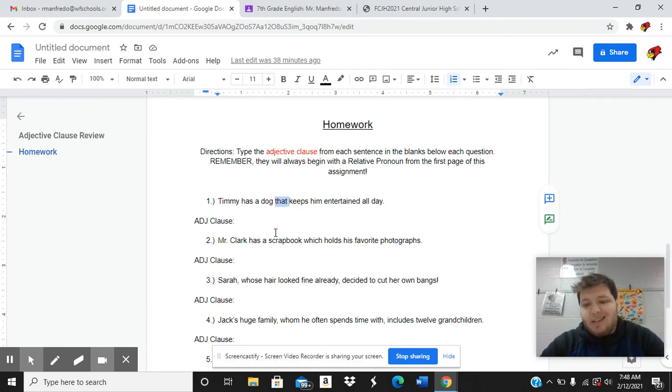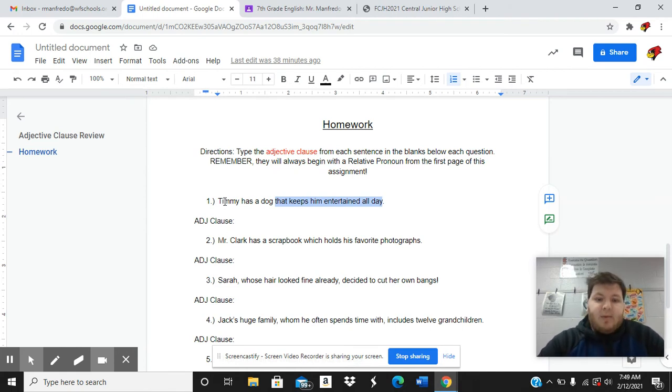And so I think a safe bet would be to say maybe our adjective clause probably ends at the end of the sentence since there's no commas or anything in the sentence. So we'll start here. We'll just assume that this is our adjective clause right here. As we remember, an adjective clause has to be dependent. And so let's go ahead and check this. That keeps him entertained all day. That is a dependent clause. It doesn't make sense as a complete sentence by itself. But let's go ahead and check everything else to see if it is independent.